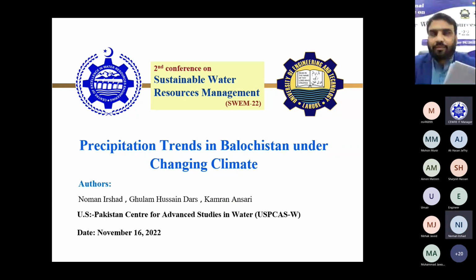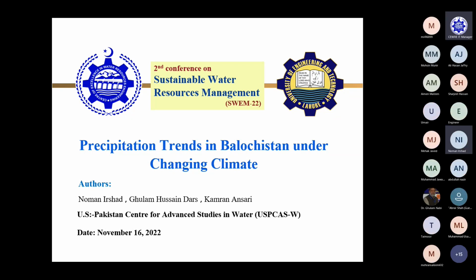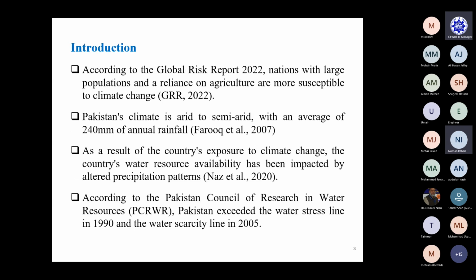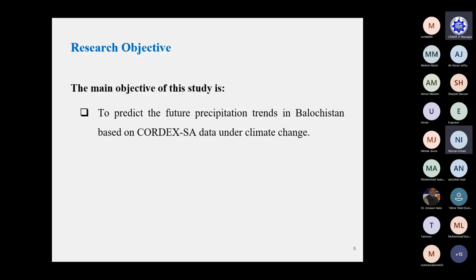Okay. Thank you. I am Noman Irshad, and I will be talking in this presentation about precipitation trends in Balochistan under changing climate. These are the contents of my presentation, and now comes the introduction. As we are short of time, I am skipping this section. The main objective of this study is to predict the future precipitation trends in Balochistan based on the CORDEX South Asia data under changing climate.